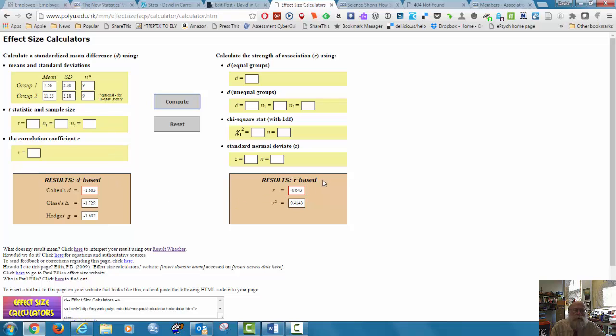And then, alternatively, another effect size statistic coming from a slightly different family is those based on Pearson's r. And the statistic that usually is reported is this r squared, because you can think of this as a percentage of variability accounted for.